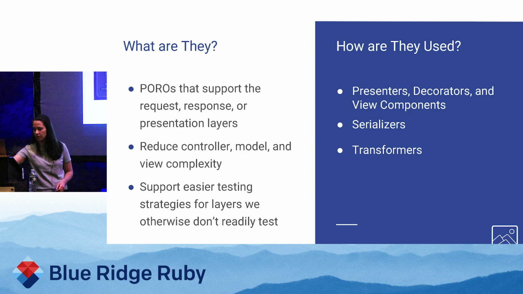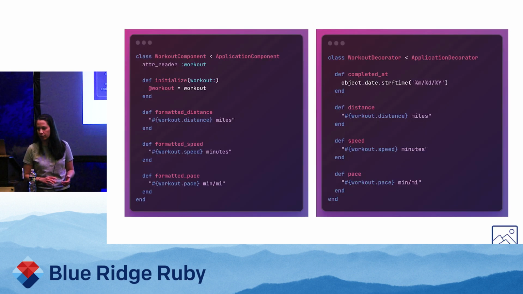So a few examples of these. I put up here both View Components and the decorator using Draper. With View Components, you define this class, and again, you can provide it some instance methods that you can then go use in your views or your partials. Draper works in a very similar fashion.